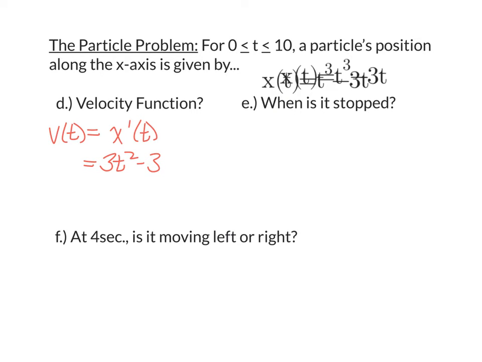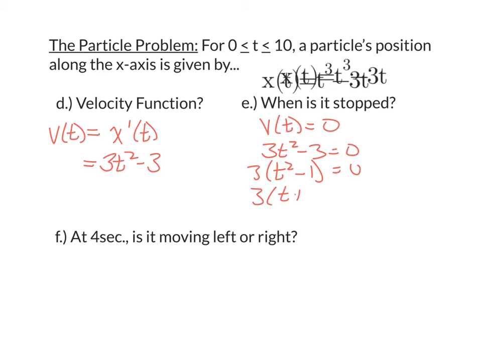Then when is it stopped? Well, that would be when its velocity is equal to 0. So we have to solve the equation 3t squared minus 3 equals 0. We can factor out the 3 and be left with t squared minus 1. Factoring that again, we'll have t plus 1, t minus 1. And so we see that it'll happen when t is negative 1 and positive 1.